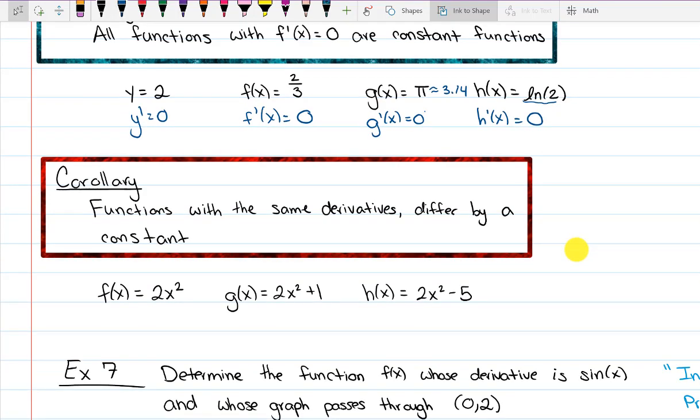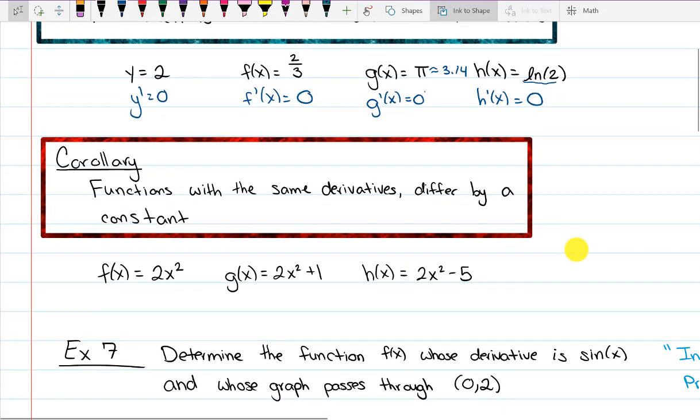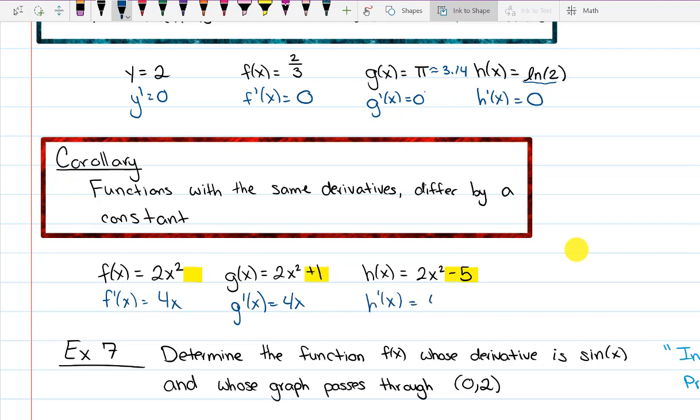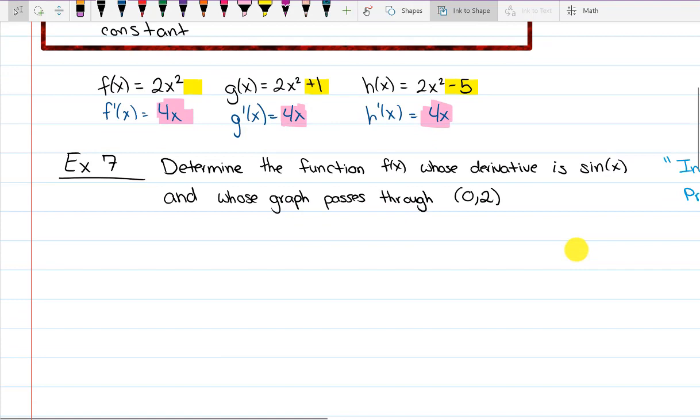Another corollary we have is that functions with the same derivatives can differ by a constant. What I mean by that is the only thing that's different between f, g, and h here is this is plus 0, this is plus 1, and this is minus 5. So in theory, they should all have the same derivative. Well, f prime of x was going to be 4x. G prime of x is equal to 4x plus 0. And h prime of x is also equal to 4x plus 0. So look, they're all the same. So if the derivative is the same, that means the only thing that's different about the function that they came from is a constant.